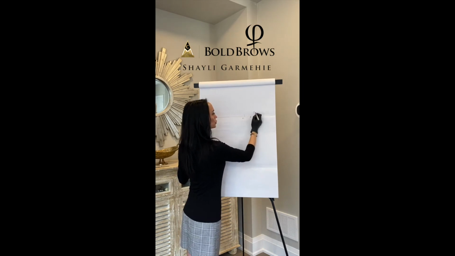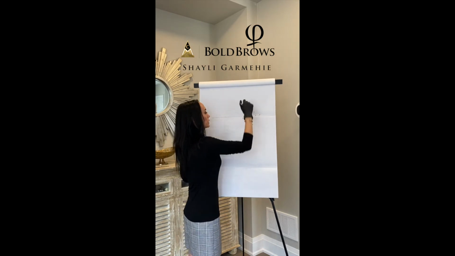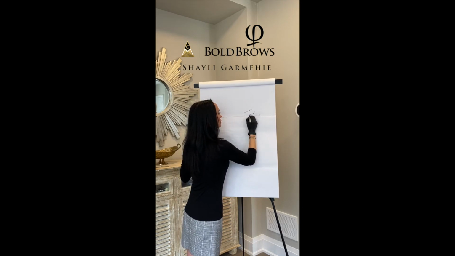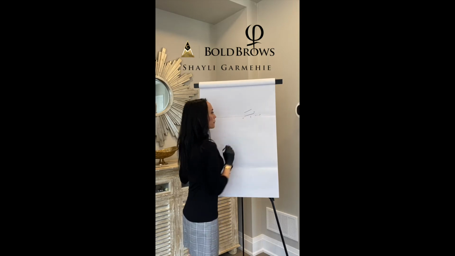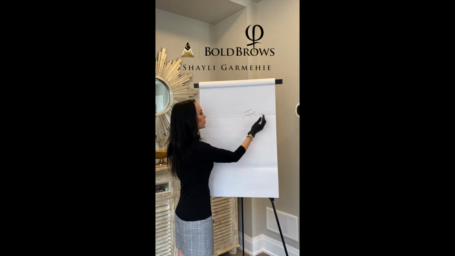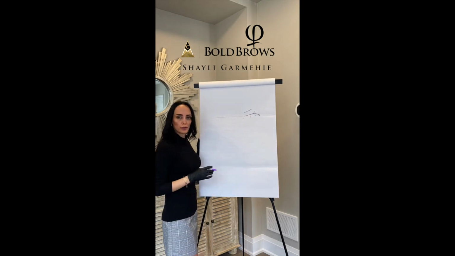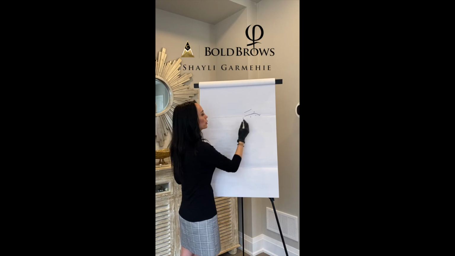Point 1 to 2, it's going to be a little bit curved down. From point 2 to 3, it's going to be curved out. So point 2, it's the highest point on upper line on the eyebrow.